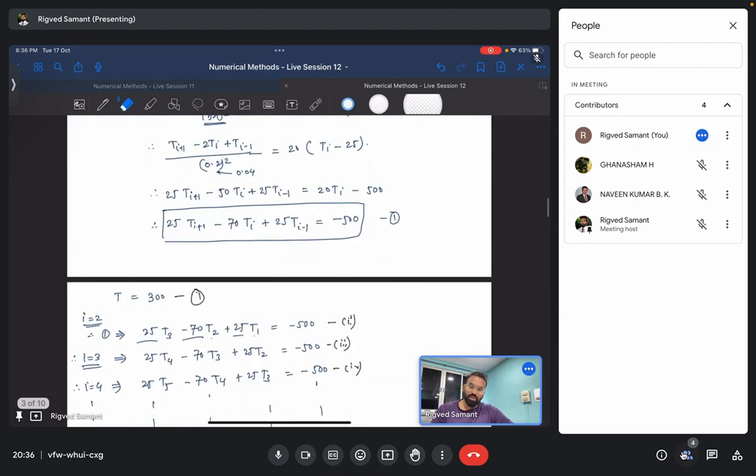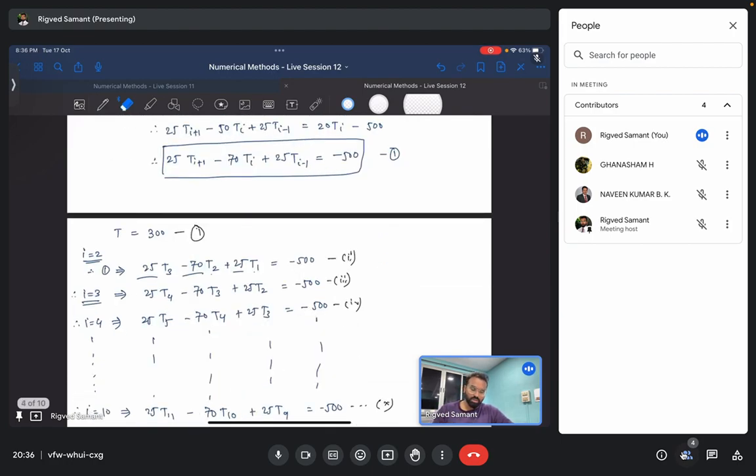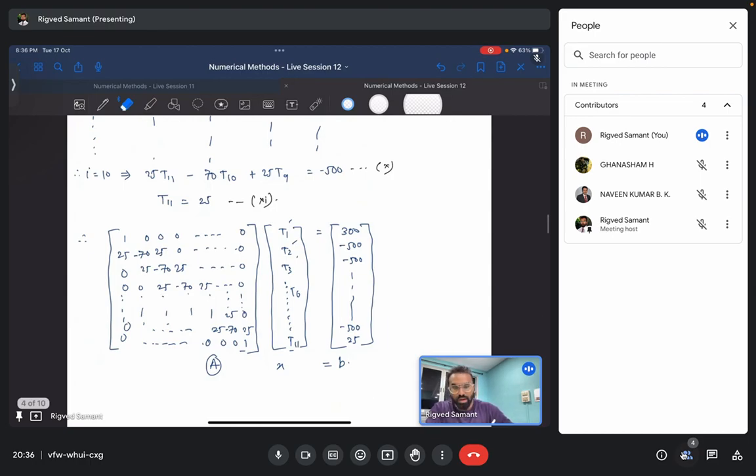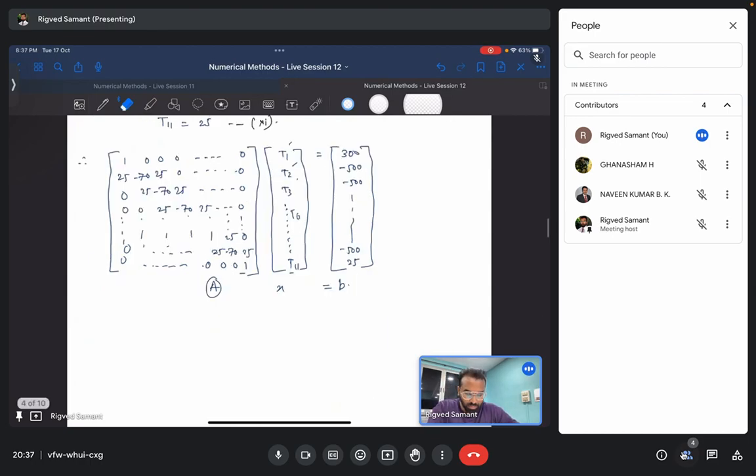Once you get the simultaneous linear equations, you can solve them using any of the linear equation techniques, Gauss-Seidel, Gauss-Jordan, or for this one, because it's a tridiagonal matrix, we are using TDMA.